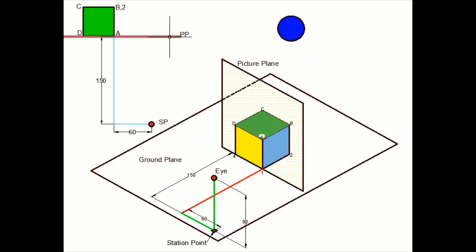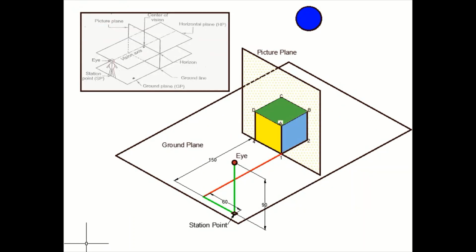So this red line here indicates the picture plane. The object is viewed here as face ABCD, which is a green colored face. The observer is here at the station point, which is 150 mm from the picture plane and it is 60 mm on the right side. So that is the location of the observer as viewed from top, that is this place. So this is the top view available to the observer sitting here.